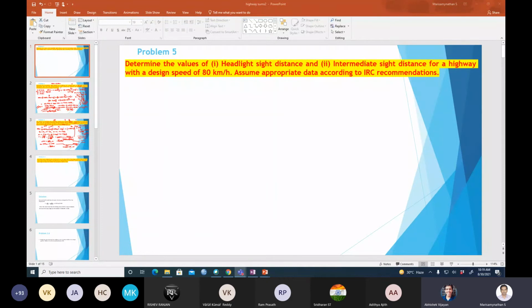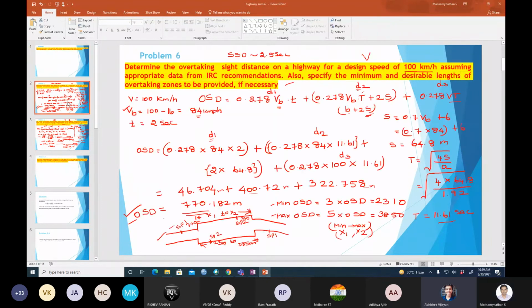Sir, in the first problem, for the calculation of t we use the square root of 4s by a, but last week you gave us a table which says that for 100 kilometer per hour, the a value is 0.53. Here we use 1.92. So which one should we use? No, you just take the assumption given for 100 kilometer per hour as per IRC, 0.53 is given for A.